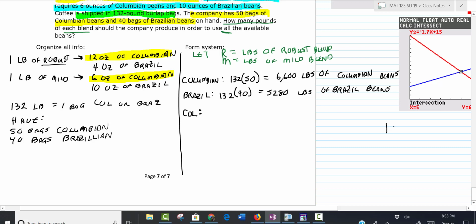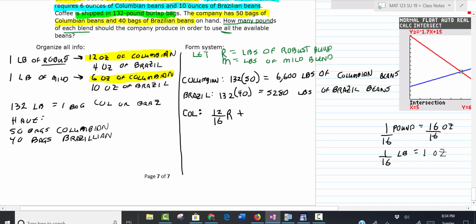Now see, the key thing on here is you got to know that 1 pound is equal to 16 ounces. So what that means is if you divide this by 16, 1/16 of a pound is equal to an ounce. So that right there, we're going to have to change that to a pound. So what we have is 12/16. That's the fractional part of a pound of the Colombian beans that we're going to use on that. And that's for a robust blend.